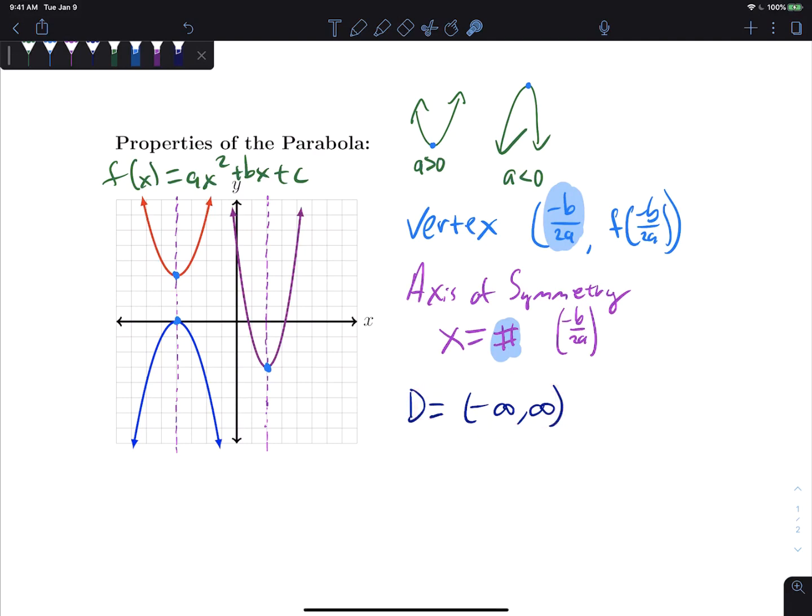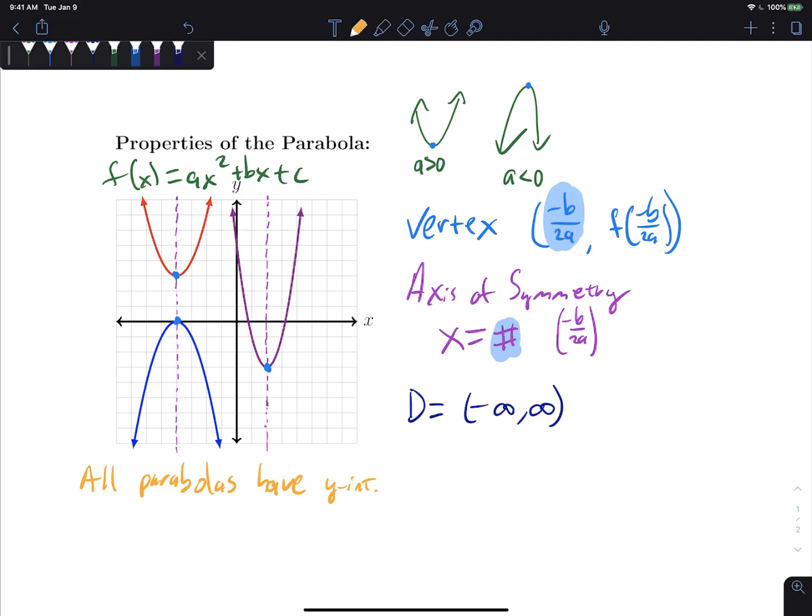As a result, that means that all parabolas have a y-intercept. Every single one of them. Because the only thing that you need in order to have a y-intercept is to cross the y-axis. And since the domain is negative infinity to infinity, there's always a value at x equals 0. So every single parabola has a y-intercept.